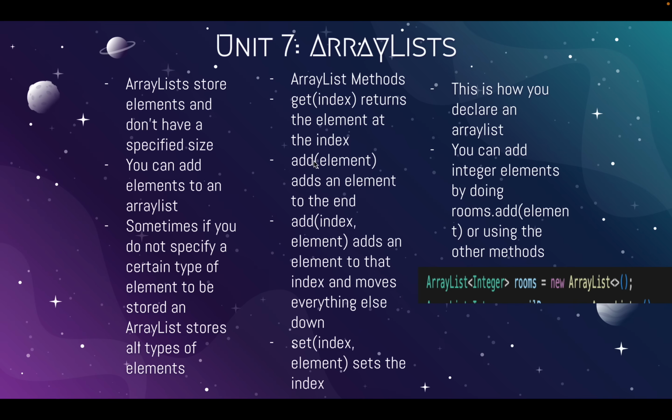The add(element) method adds an element to the end. The add(index, element) method adds that element at that index and moves everything down by 1. The set method sets the element at that index, and it keeps everything else the way it is after you set the element.